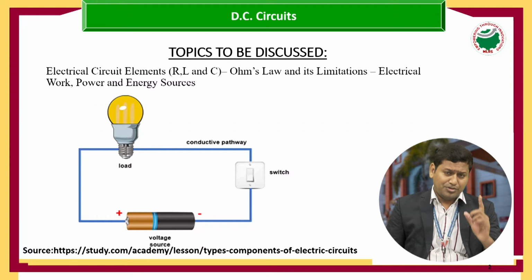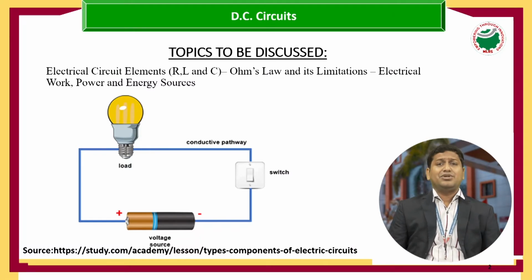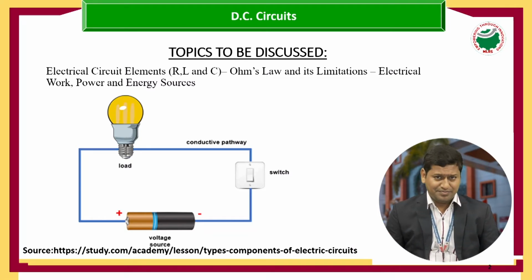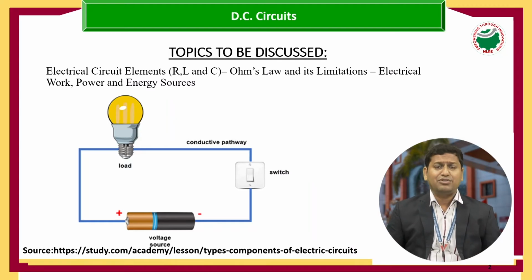Next, in the DC circuits, first we are going to see the topics. The subtopics are electrical circuit elements. The electrical circuit elements are resistance, inductance and capacitance. After that, we are going to see Ohm's law and its limitations. And after that, the basic definitions of electrical work, power and energy sources. So today we are going to cover all these topics.